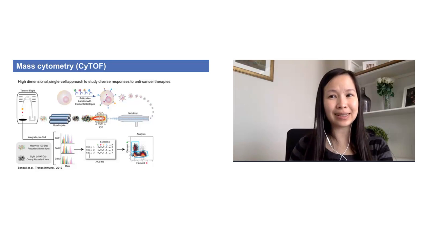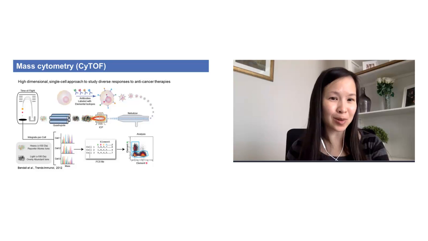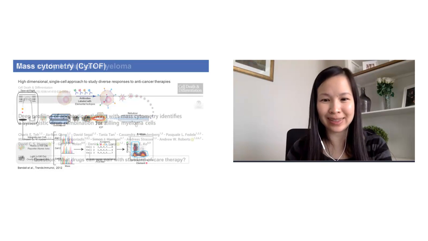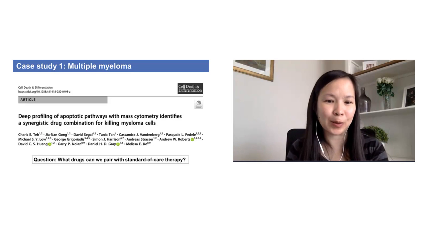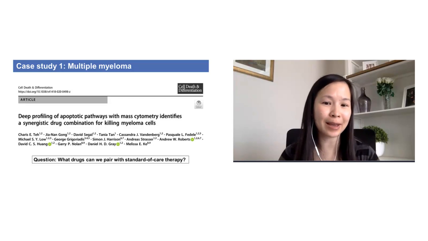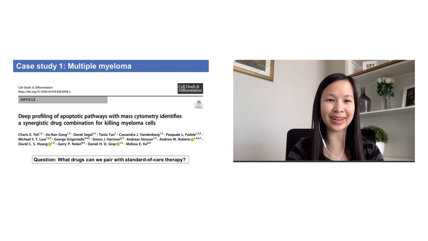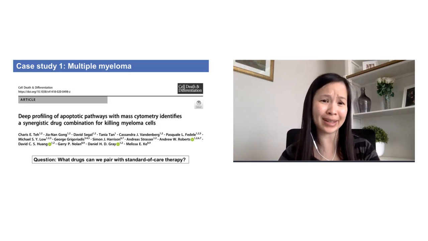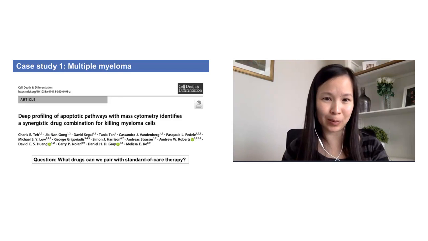So today I wanted to tell you about how I used that technology, specifically about two research studies that I've been interested in. And the first is in the cancer multiple myeloma. So quite simply, our research question is, what drugs can we pair with standard of care therapy? In multiple myeloma, there are a lot of standard of care drugs, and most patients start with one drug and then they end up with like 5 different drugs and they develop resistance. So that's a huge problem in multiple myeloma.